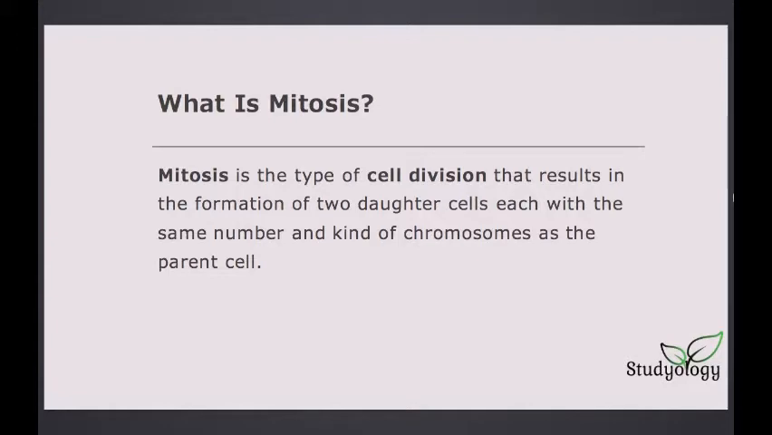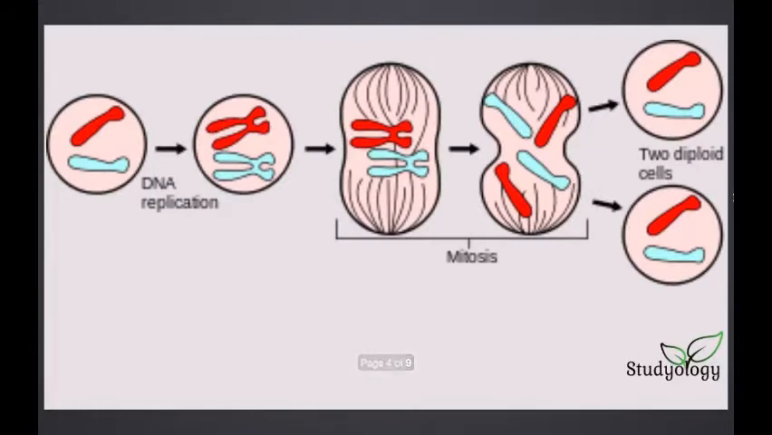First, I'll explain what mitosis is. Mitosis is the type of cell division that results in the formation of two daughter cells, each with the same number and kind of chromosomes as the parent cell. So what happens in mitosis is that we have a parent cell, or a mature cell. It divides itself to form two daughter cells, and the daughter cells have the same kind of chromosomes as the parent cell.